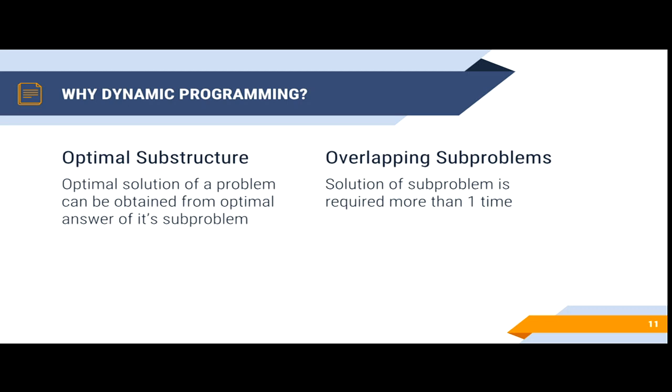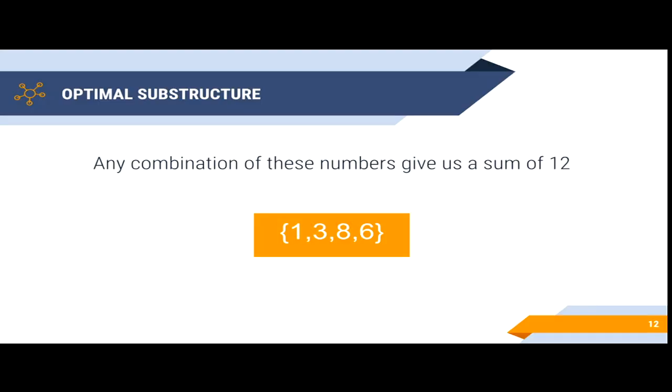For you to use dynamic programming, you need to fulfill 2 main properties. First is optimal substructure, where the optimal solution of a problem can be obtained from the optimal answers of its subproblems, and overlapping subproblems, where the solution of a subproblem is required more than one time. Never mind, let me explain in the next slide.